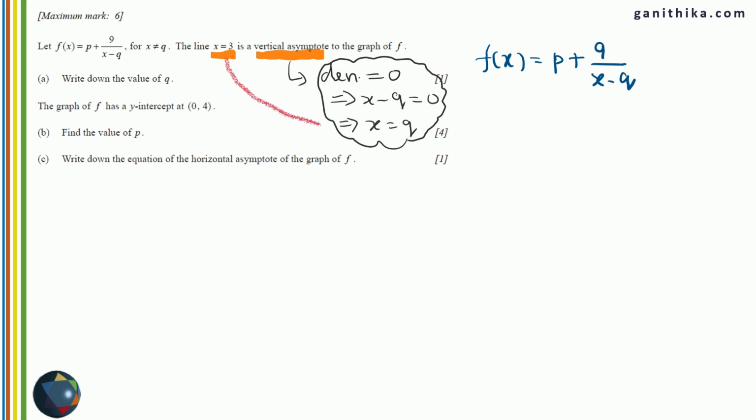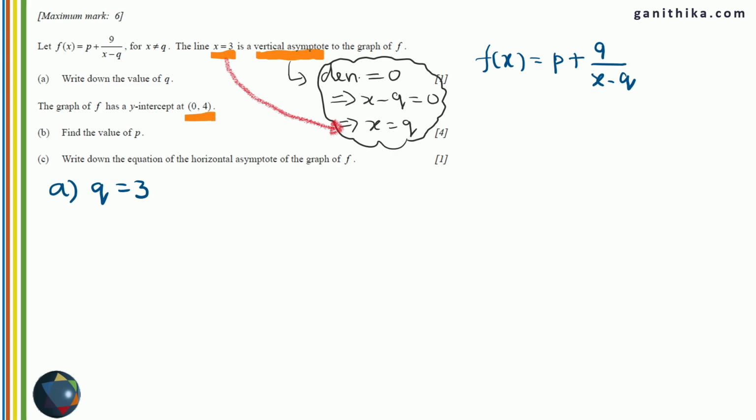It's given that x is equal to 3 is the vertical asymptote, and you are supposed to find the value for q in question A, which means q is equal to 3, comparing x is equal to 3 and x is equal to q. So we have q is equal to 3 for the first question. I hope you got this answer easily.